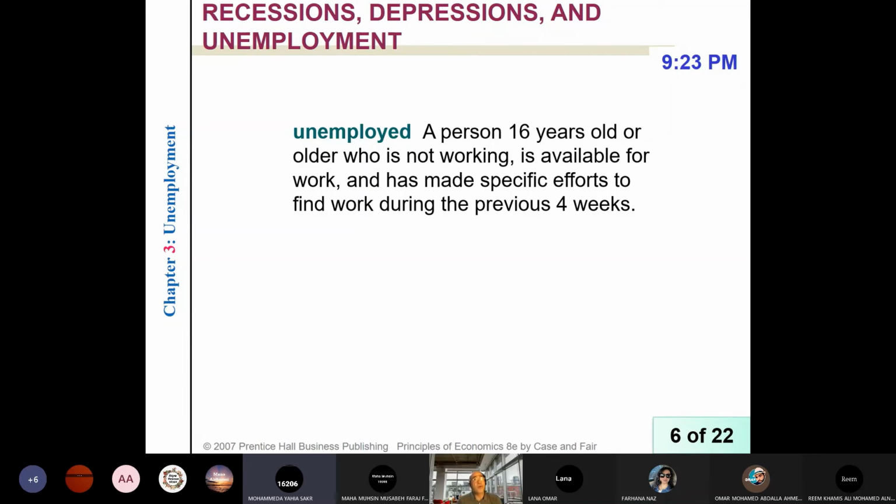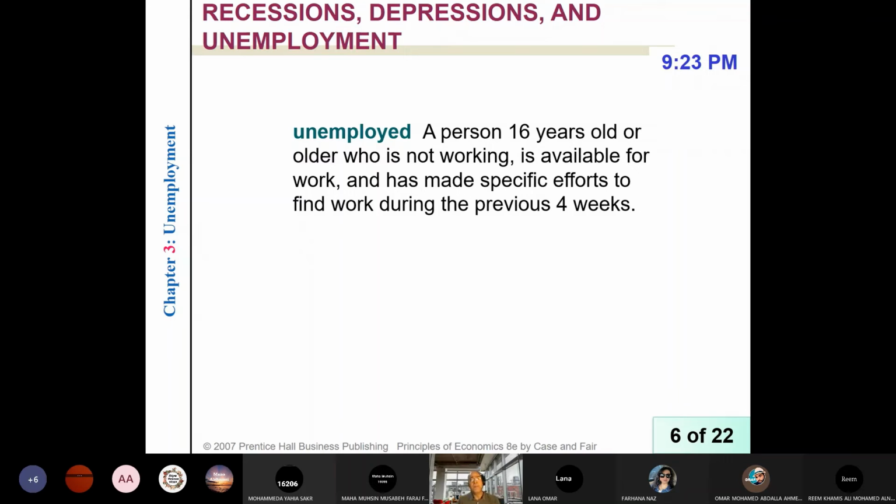Okay, so we consider a person as unemployed. First, check his age. He should be 18 and above. He doesn't have a job right now. He's available, he's willing to join a new job. And there is evidence: he made an effort to get a job in the last 4 weeks. For example, he sent his CV somewhere, he attended an interview. Otherwise, we will not say Muhammad Yahya is unemployed.